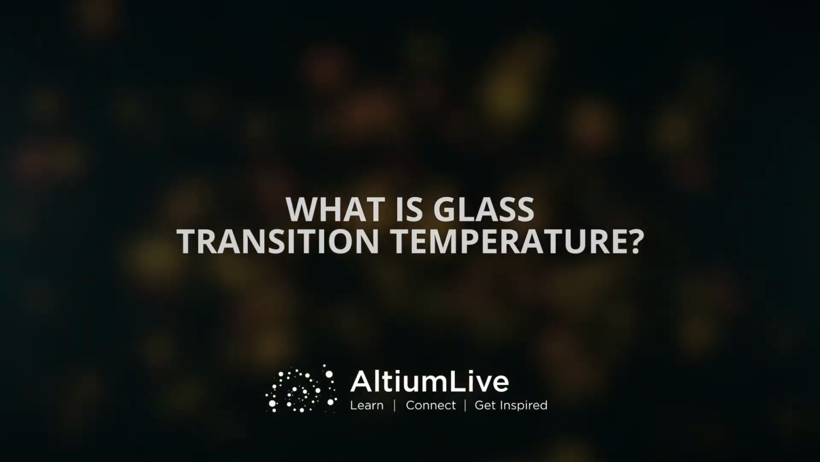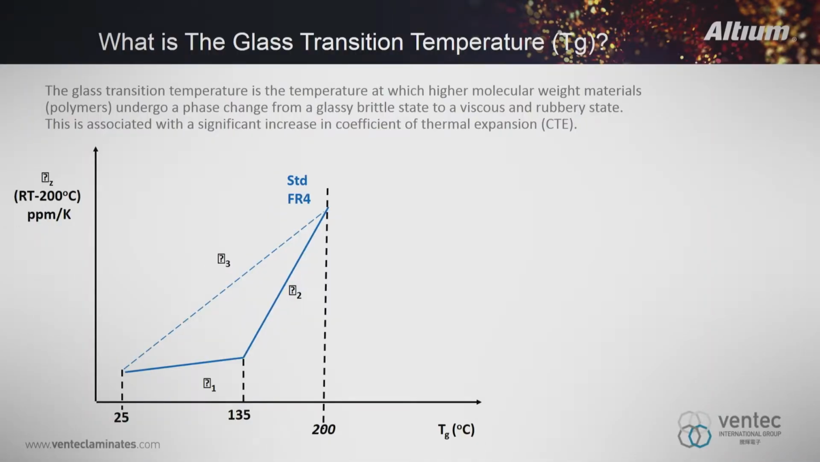I talked about glass transition temperature before, and I'll come back to it. It's a temperature at which the thermoset material goes through a phase change. So it goes from being a brittle, glassy material to being a rubbery kind of material. On the chart here, I've just shown a material, standard FR4. FR4 is just a classification for basic base materials.